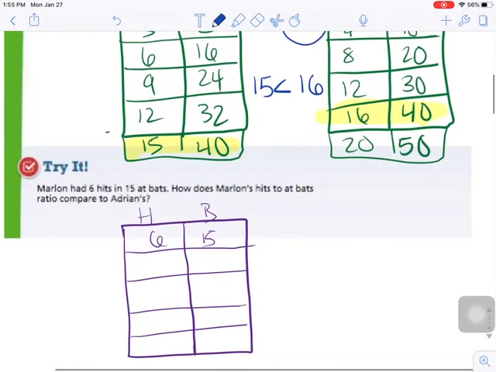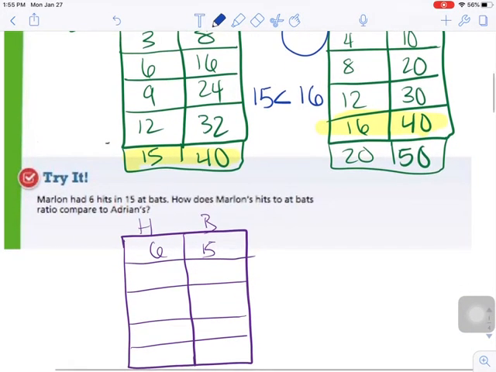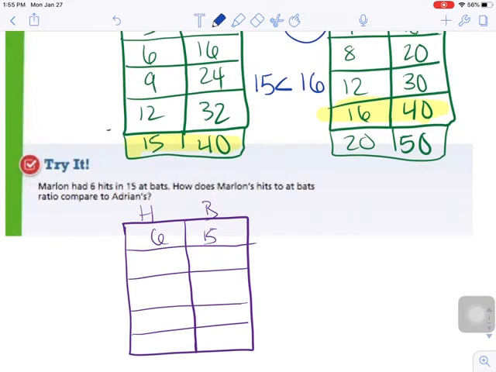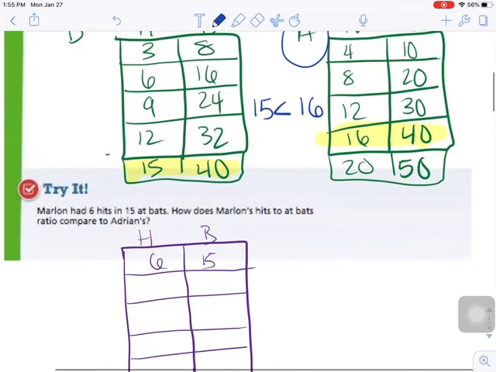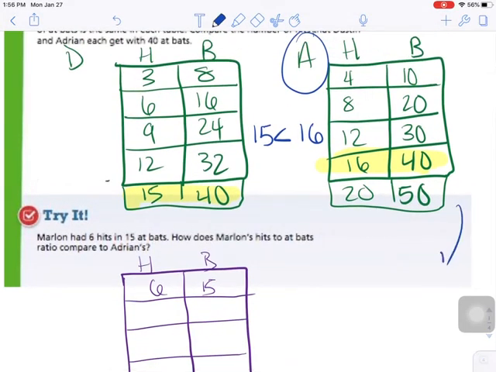All right, so I want you guys to try this one. Marlon had 6 hits and 15 at-bats. How does Marlon's hits to at-bats ratio compare to Adrian's? You can just copy down the one that we already made for Adrian, because we're doing the same thing, we're going to compare that to Marlon's, which is 6 to 15. So I want you guys to compare these two, fill out the ratio table for Marlon, going from 6 to 18, expand that ratio table, and then look for where their at-bats are equivalent, and then you can compare and see how Adrian's ratio compares to Marlon's.